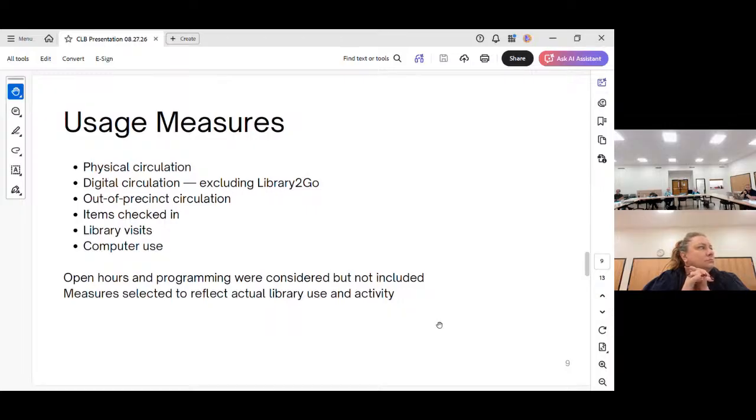These measures that we settled on were selected to reflect actual library use and activity. And we were looking for measures that could be applied at every library location. So I'll say programming is another example. A larger library with a larger facility has more resources to offer more programming. That would be a self-fulfilling element. Whereas a smaller library like Dora or Powers has limited physical space to offer programming. And so it would not meet those measures or the priorities that we wanted for the formula, that it was applicable at each library in a similar way.